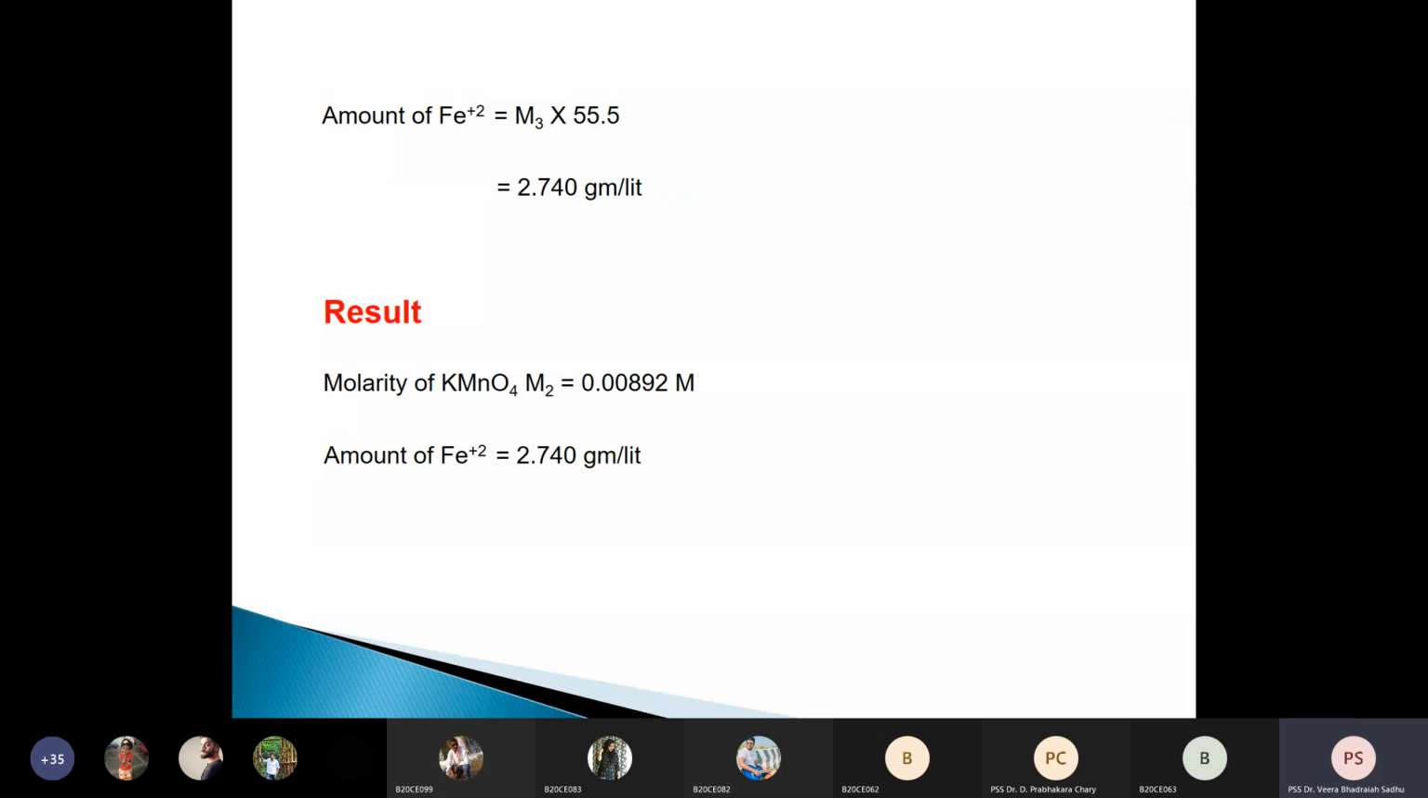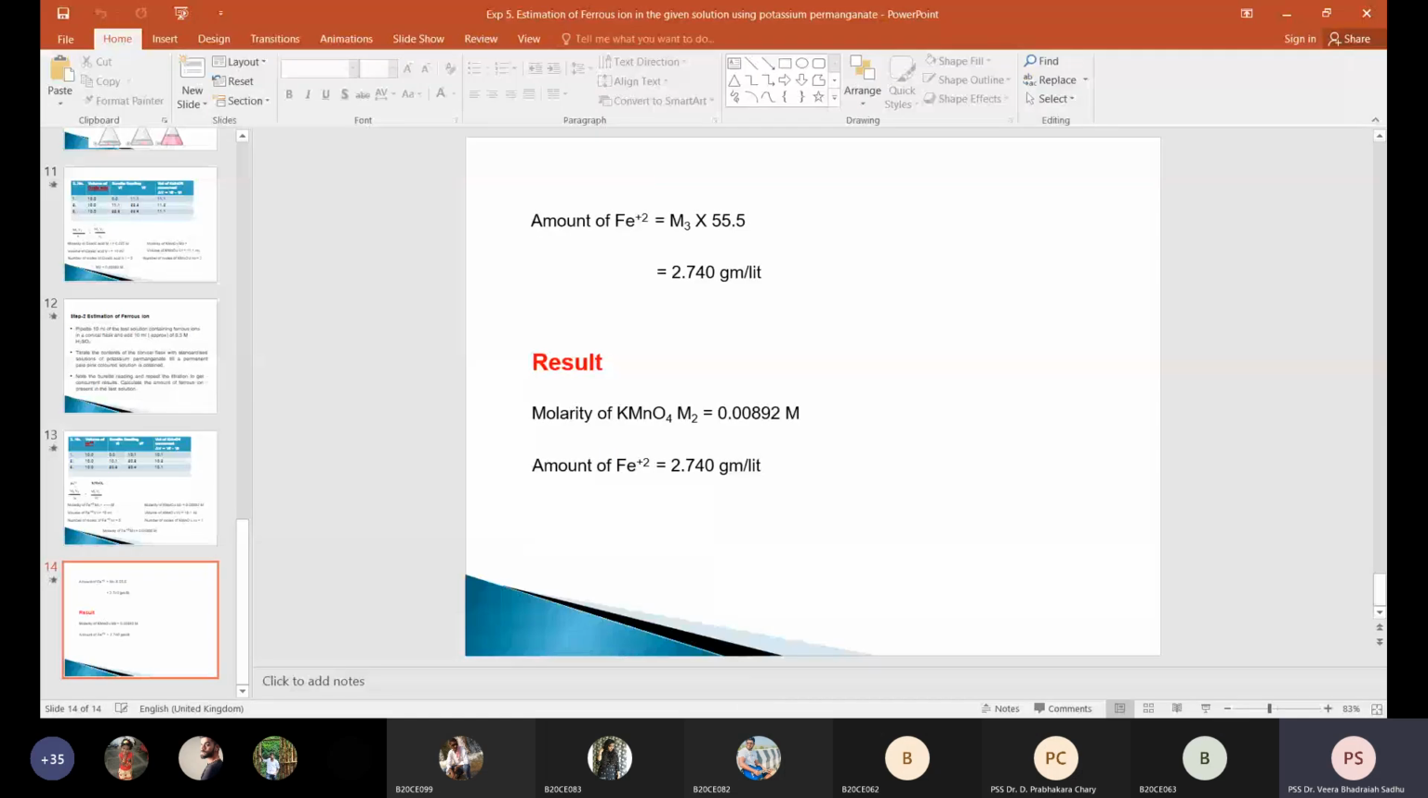This way you can estimate the exact amount of ferrous ions present in the sample. This is very important to estimate how much iron is present in the iron ore. For example, we have already discussed the mining king.